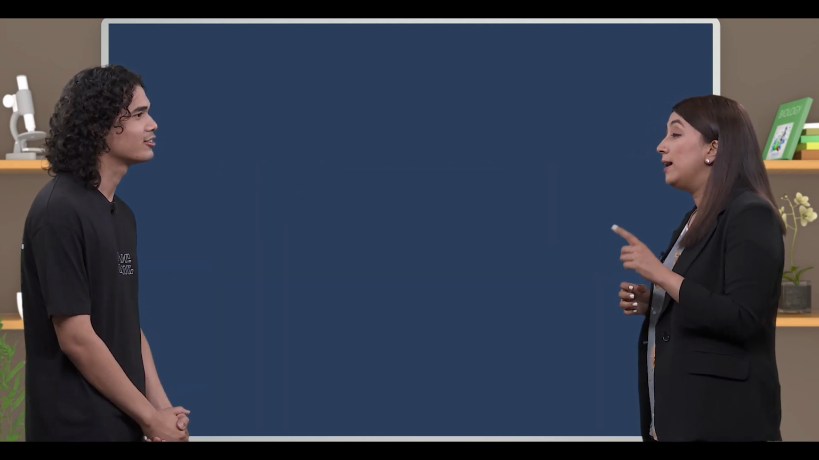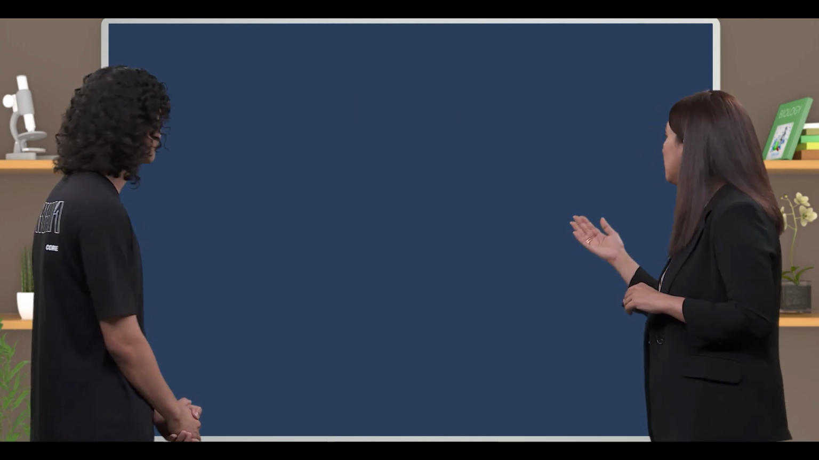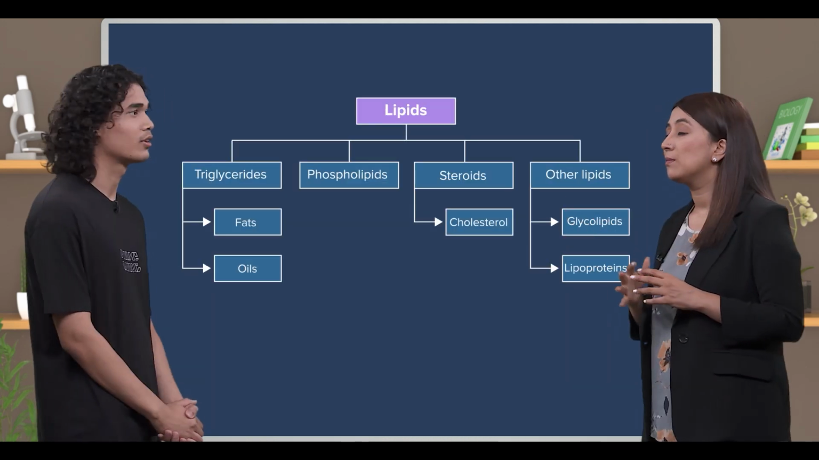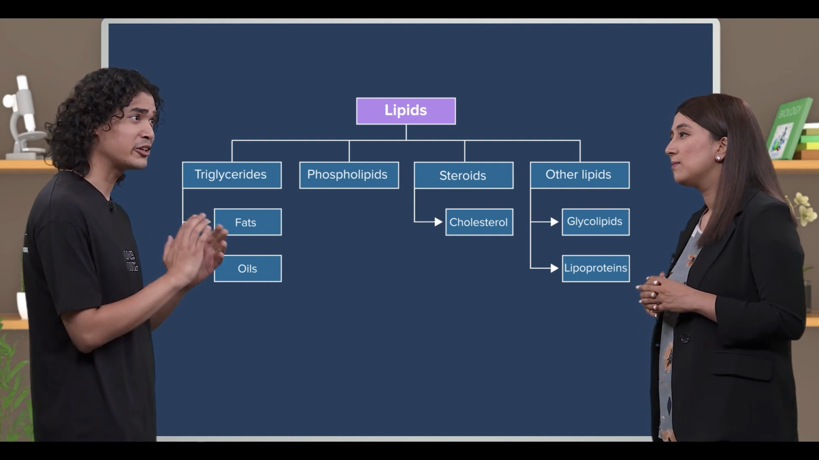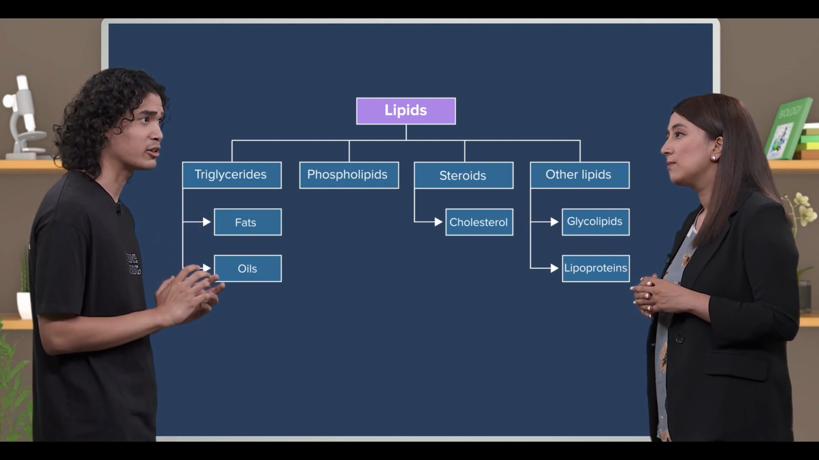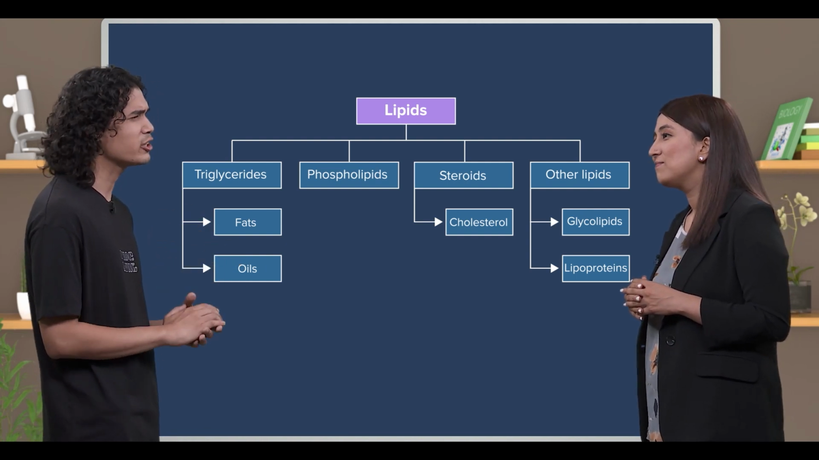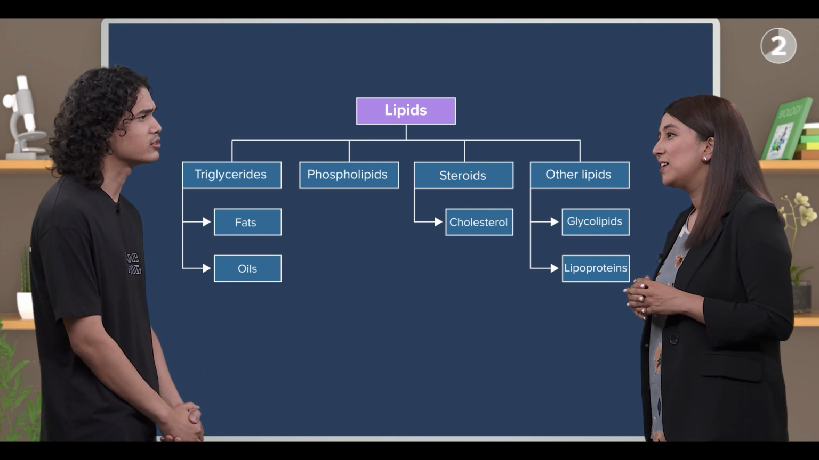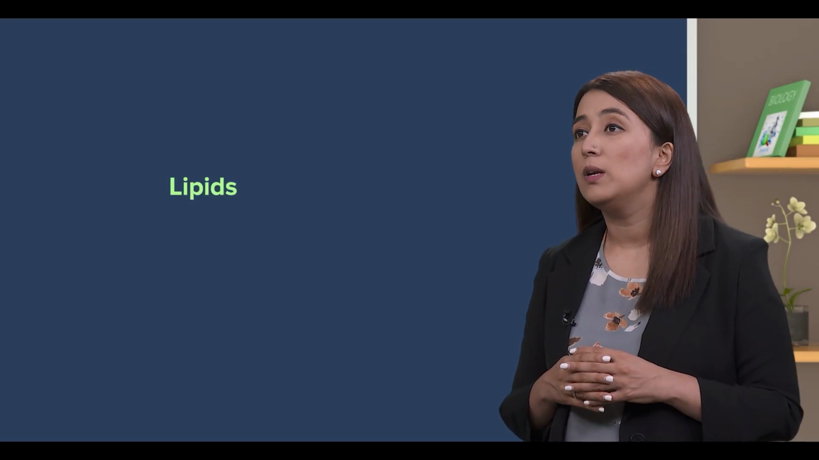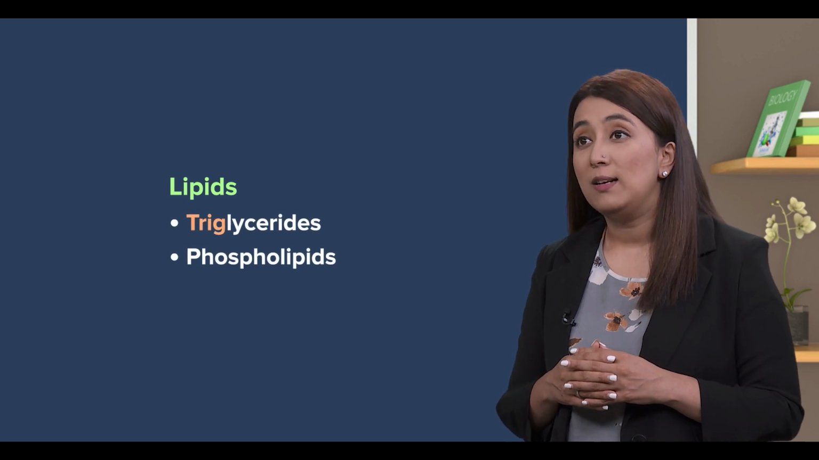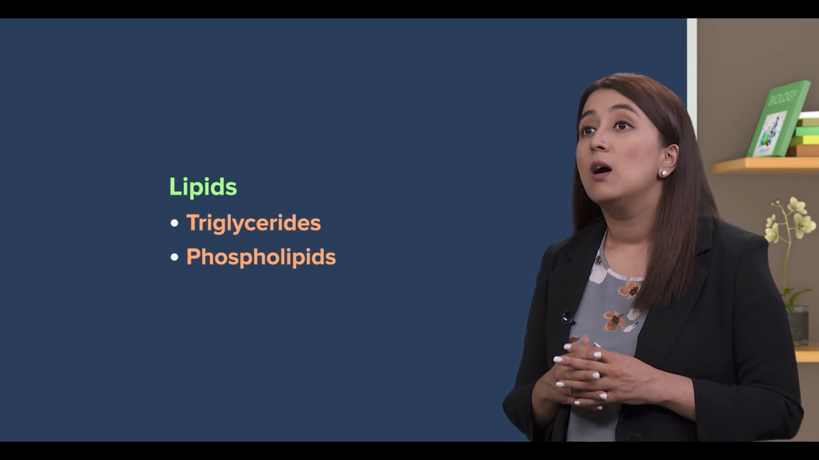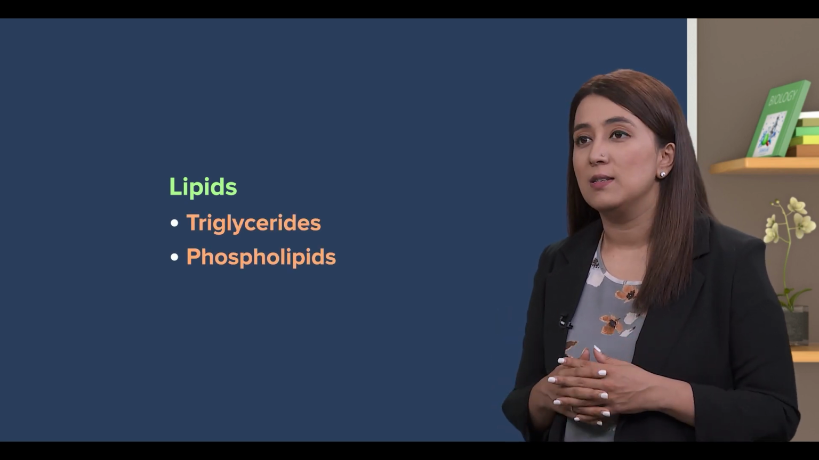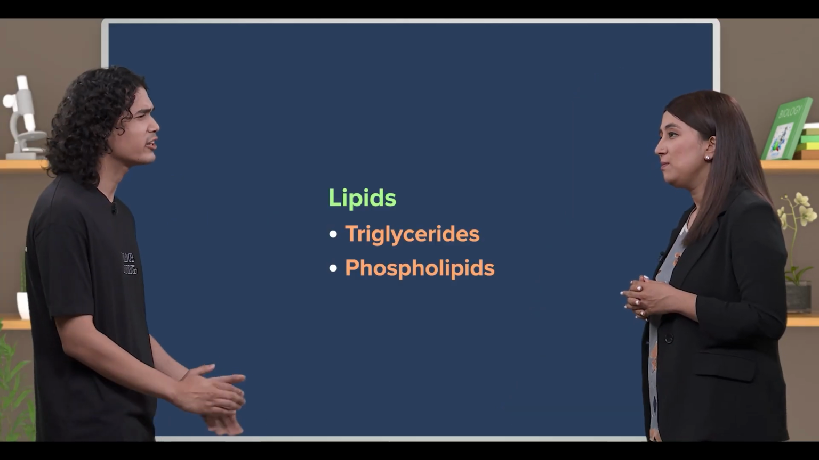Correct. In the AS and A levels, we will come across the following types of lipids. Wow, I only knew that fats and oils are called lipids. I didn't know there were so many other types of lipids. Yep. For this lesson, we will only focus on two types, triglycerides and phospholipids. Others will be covered in later lessons. Okay, that'll make it easier.